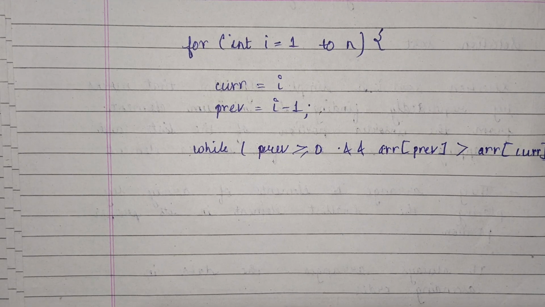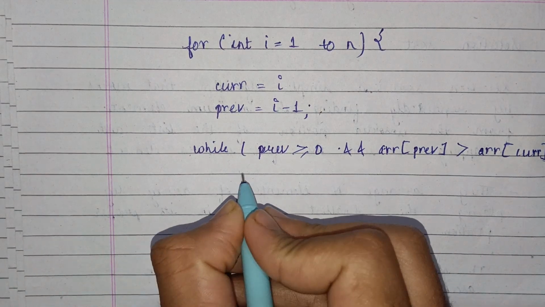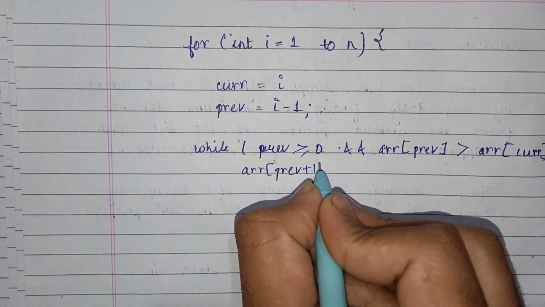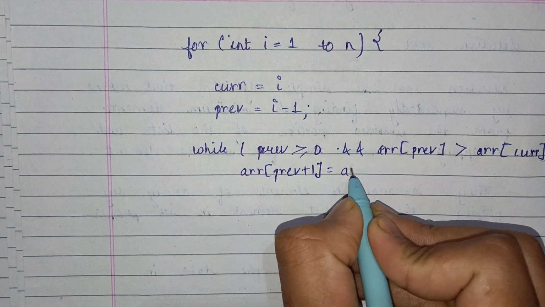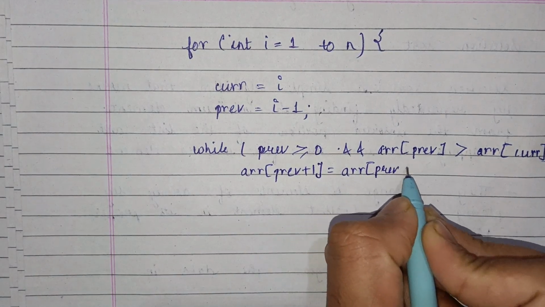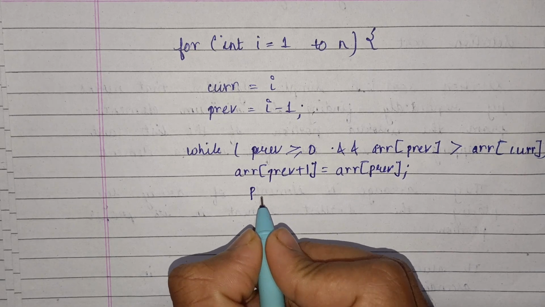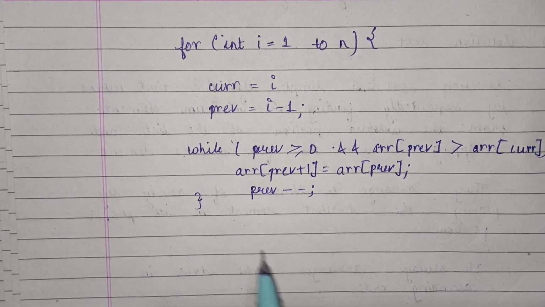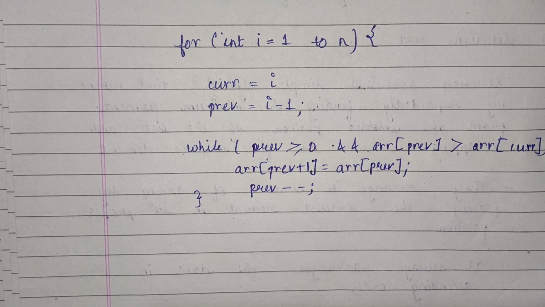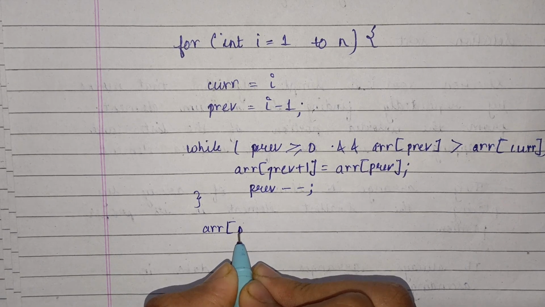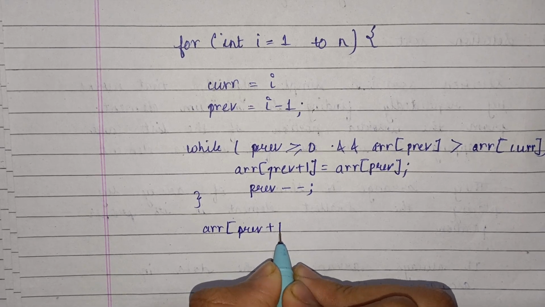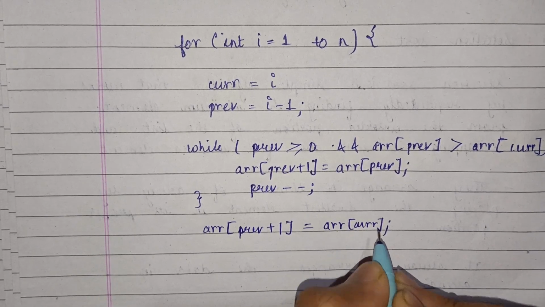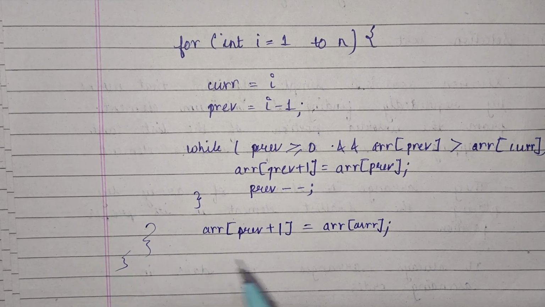We will update our previous position. So array of previous plus 1 is equal to the previous. Now we will reduce our previous value, so previous will get decreased, and here we will simply insert our element. Now here array of previous plus 1 will be equal to array of current. So we have written here simple logic.